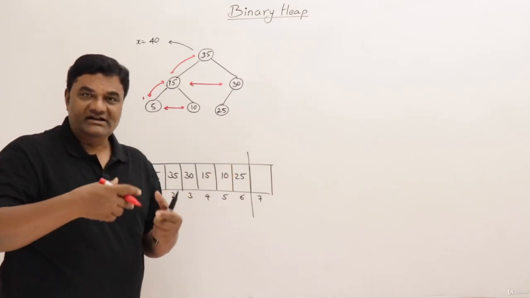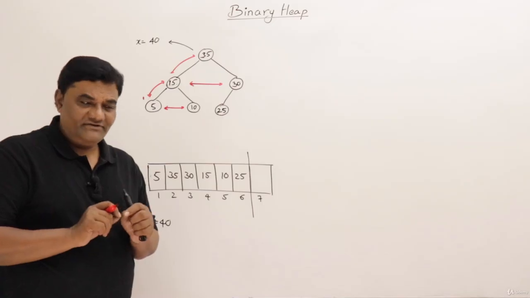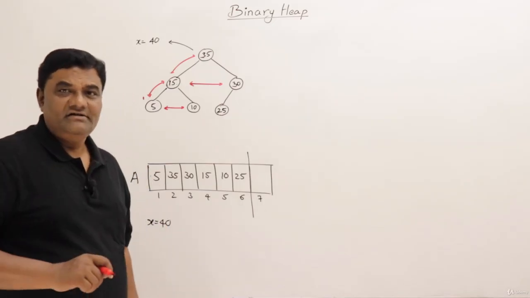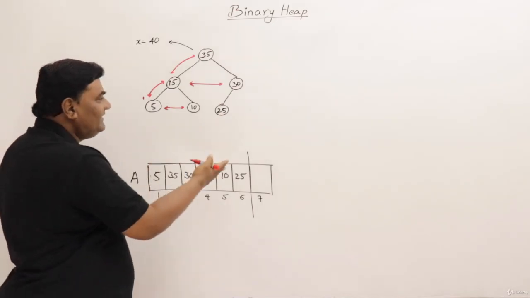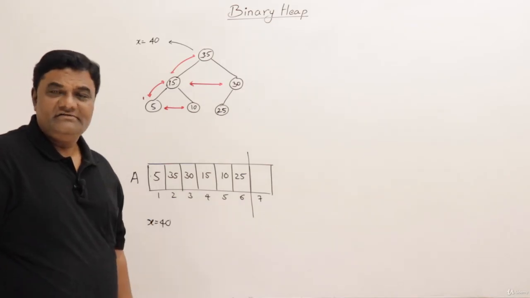So the procedure was: compare the children. First find out which child is greater. Then compare with the element. If the element is smaller than any of the child, then interchange with that child. So now it is perfectly adjusted. It is forming a max heap once again.